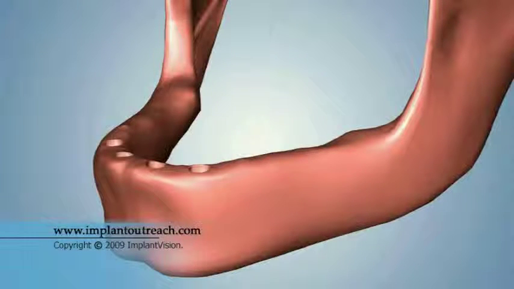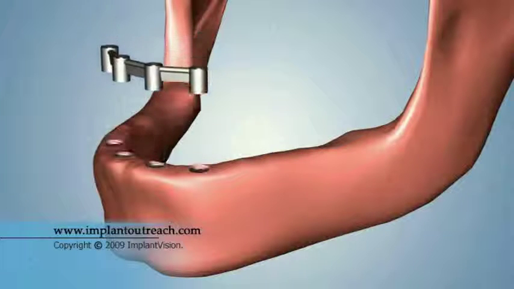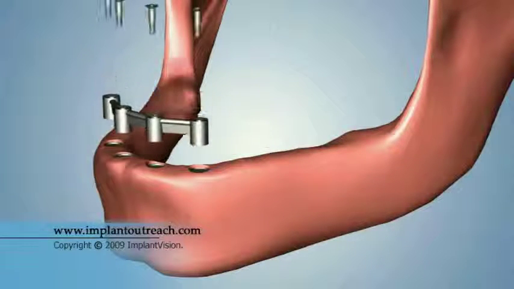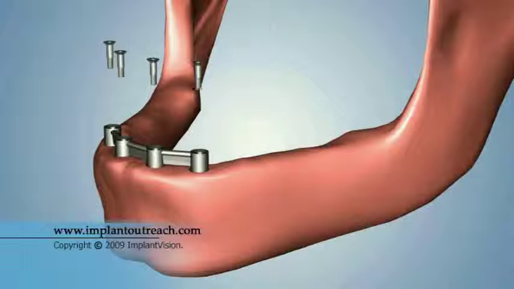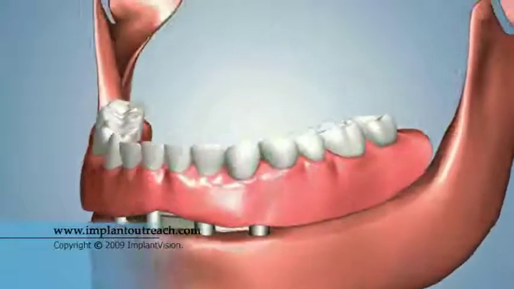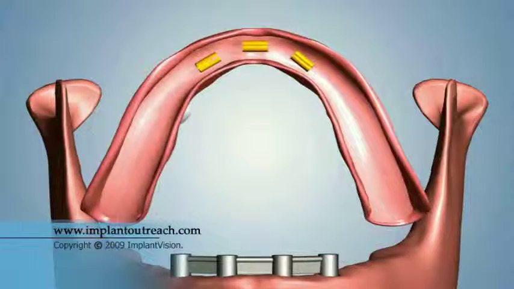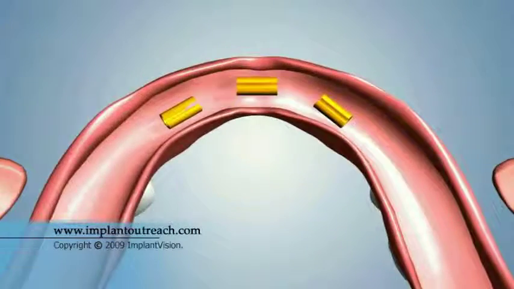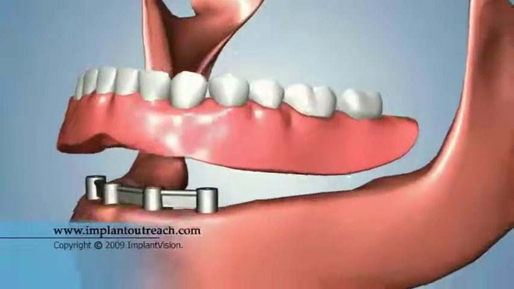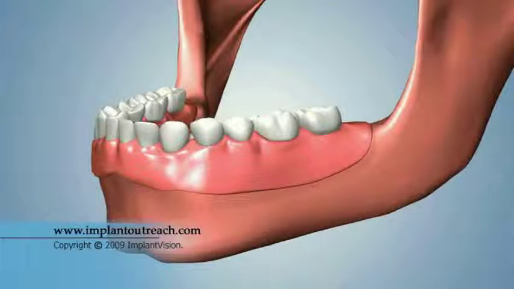A third option may involve the placement of 4 dental implants. A customized bar is fabricated and attached to the implants. A denture is designed with clips that securely snap into place over the bar. This type of connection is known as the bar and clip attachment. This denture may also be removed by the patient for cleaning.